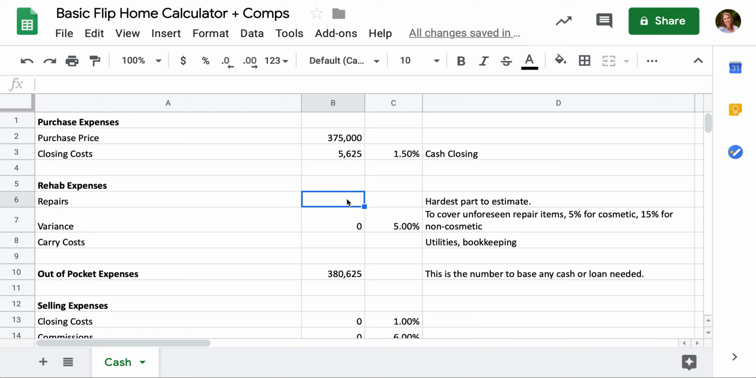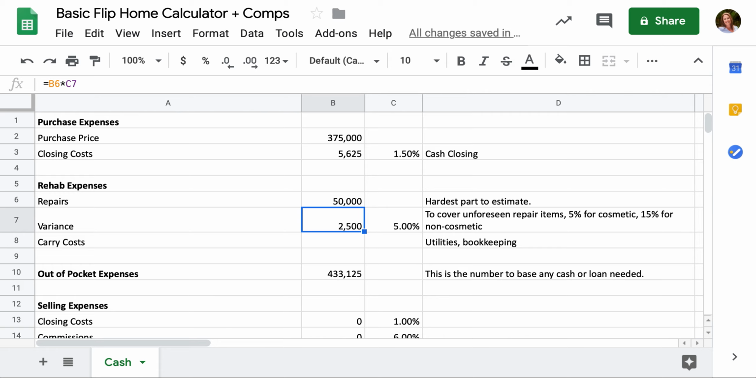Okay, so next up, we need to figure out what it's going to cost to repair the property. This is where I highly recommend you have a good general contractor, handyman, and tradespeople, so things like plumbers, electricians, heating and air. So let's say it's going to cost $50,000. We're going to upgrade the kitchen and the baths, do some paint, do some flooring.